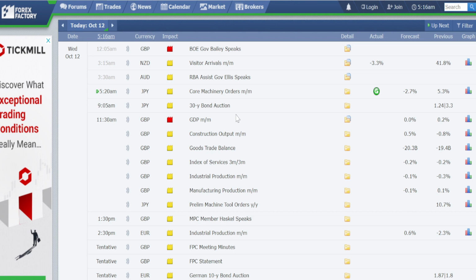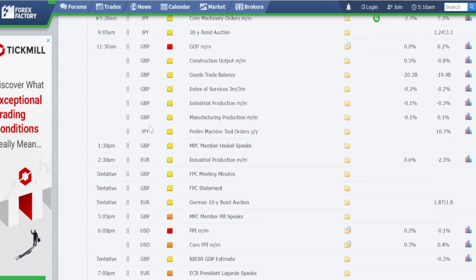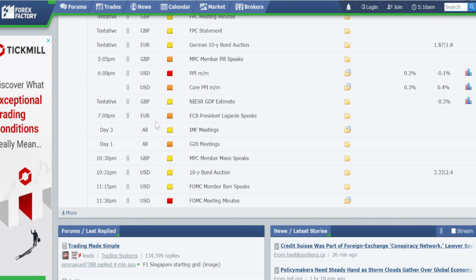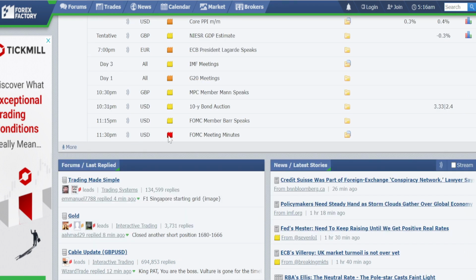So when we look at the economical events plan for today, Wednesday, October 12th, at 11:30 am, we have high impact news planned for British pound related currency pairs. At 6 pm, we have high impact news for US dollar related currency pairs. And at 7 pm, we have medium impact news planned for euro related currency pairs. And we have G20 meeting all day today. And at 11:30 pm, we have high impact news planned for US dollar related currency pairs. So we can expect lots of volatilities in gold for today.